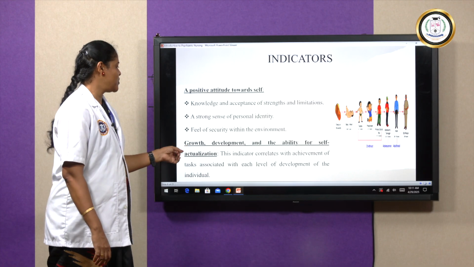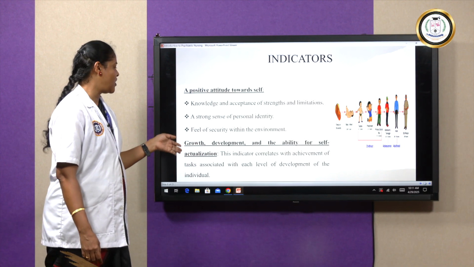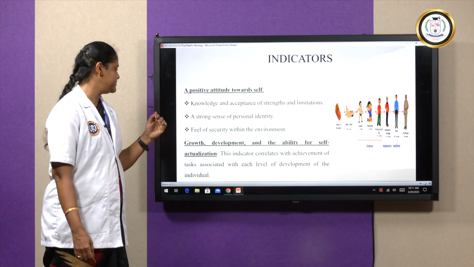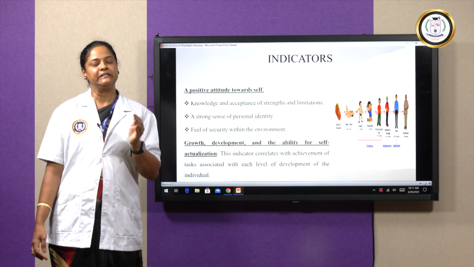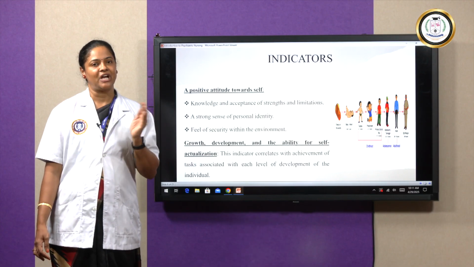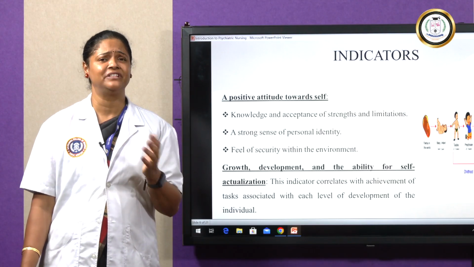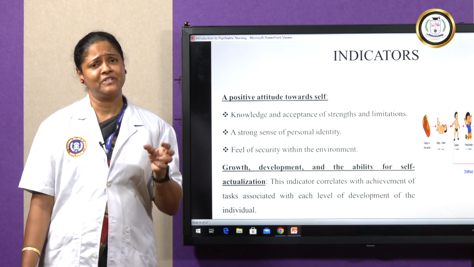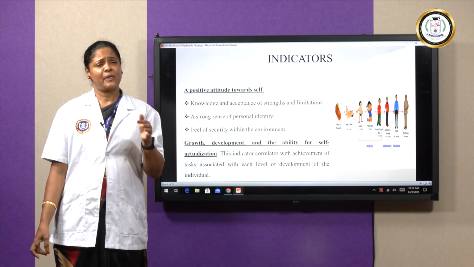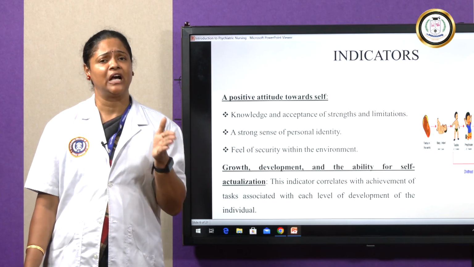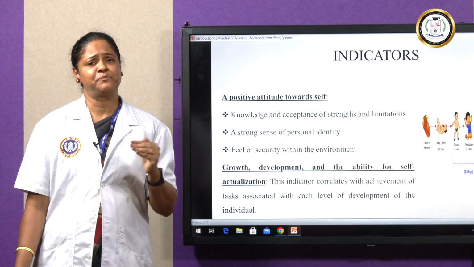The second indicator is growth, development, and the ability for self-actualization. This indicator correlates with achievement of tasks associated with each level of development of the individual. A mentally healthy individual should accomplish the task at each stage of life, from childhood to adulthood. If they fail to accomplish the task, there might be some health related issues. For example, a child who fails to complete the expected task might have problems like learning disabilities.